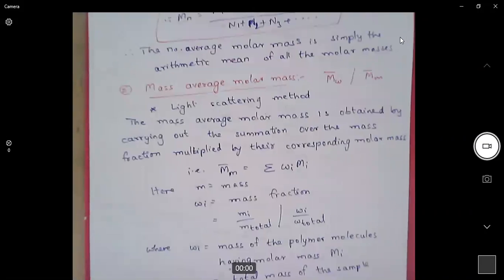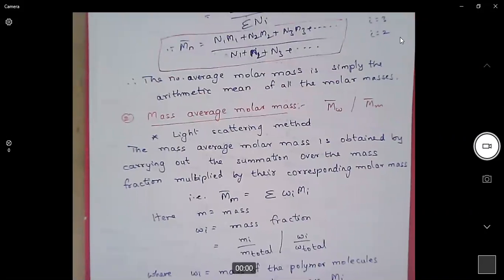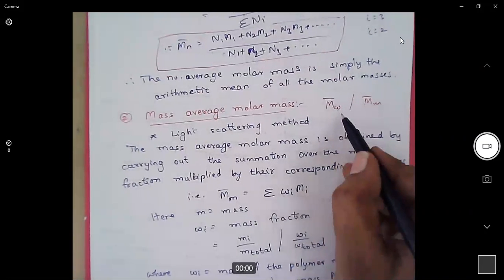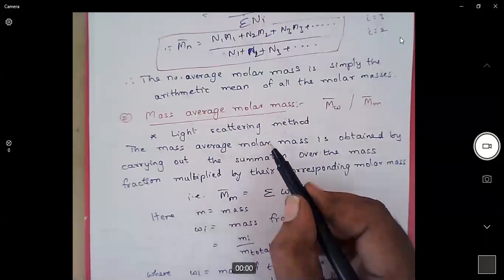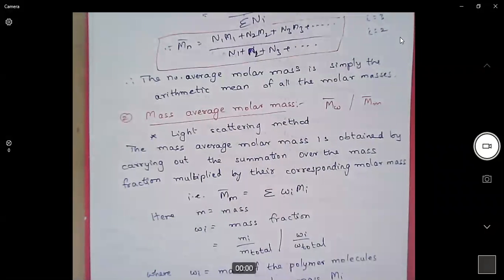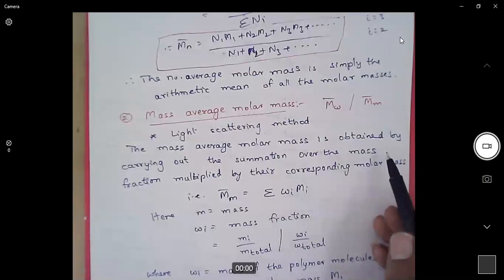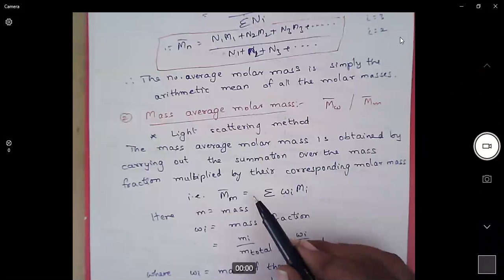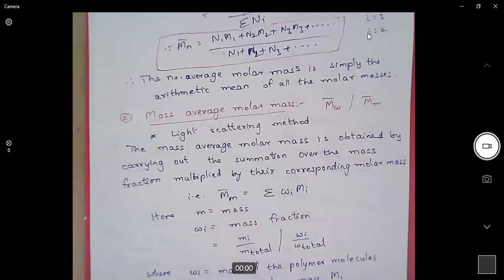We were discussing mass average molar mass, which is also called weight average molar mass. So we can use both these suffixes, W or small m. Mass average molar mass is determined by the light scattering method. It is obtained by carrying out the summation over the mass fraction multiplied by their corresponding molar masses. That is, M_m bar is equal to sigma Wi Mi.